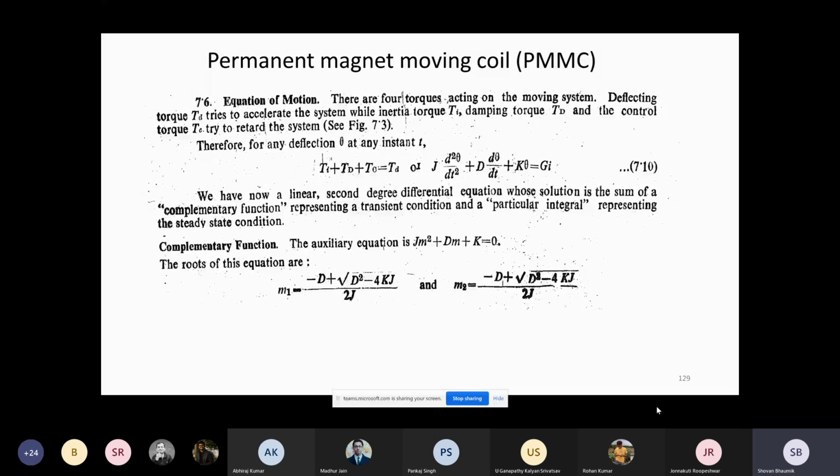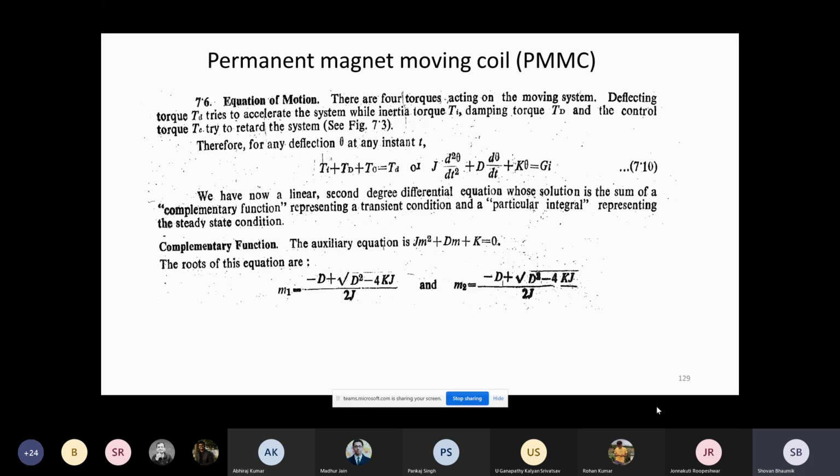to do. There are four torques on the moving system. First is the deflecting torque, which is Td, which tries to produce the deflection, and there are three other torques, the inertia torque Ti, the damping torque Td, and the controlling torque Tc, which will try to restore the deflection, which will try to prevent the deflection from happening. So at any point of time, Ti plus Td plus Tc will be equal to small Td, which is the deflecting torque. So we can write the equation of motion as J d2 theta dt2 plus capital D d theta dt plus K theta will be equal to G i.